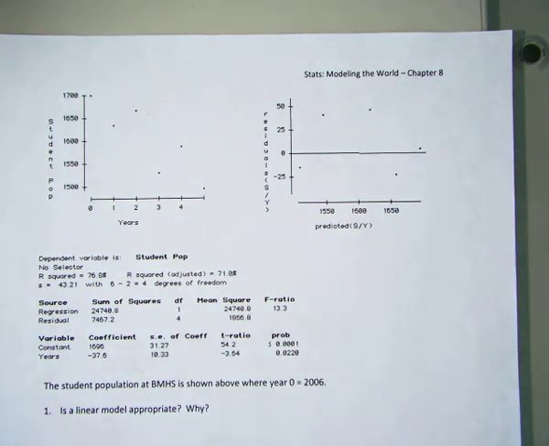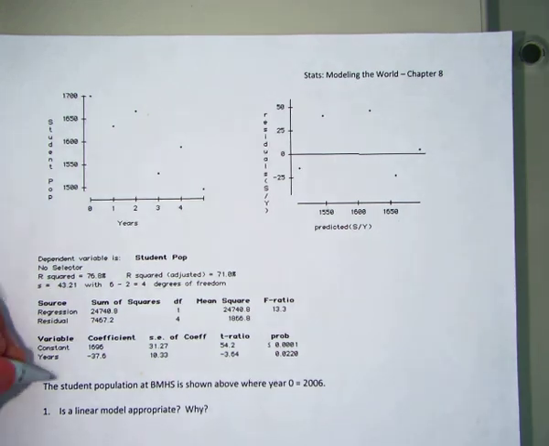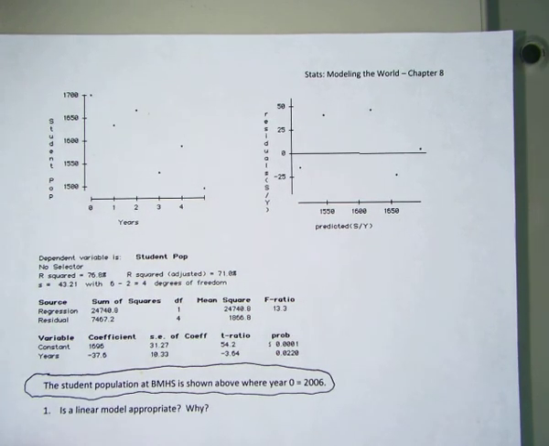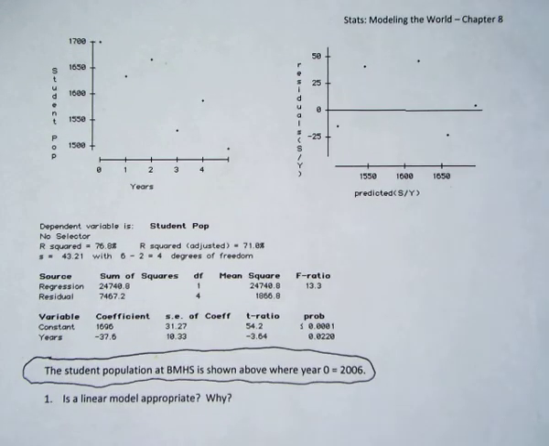Alright, so in this problem, we're modeling the student population at Brian McMahon High School from 2006. It looks like it goes 5 years, so that would be through 2011. So there's actually 6 points. Okay, so here is our scatter plot, here's our residual, here's our regression output.